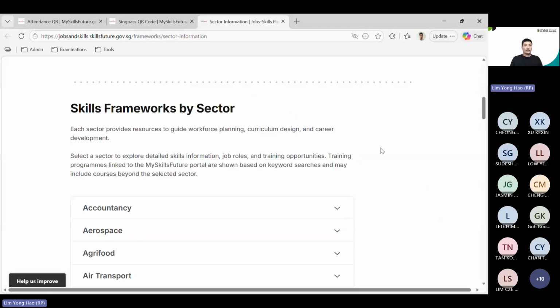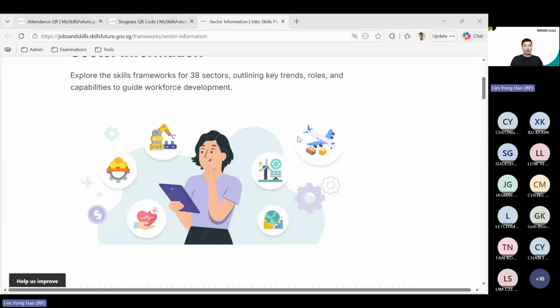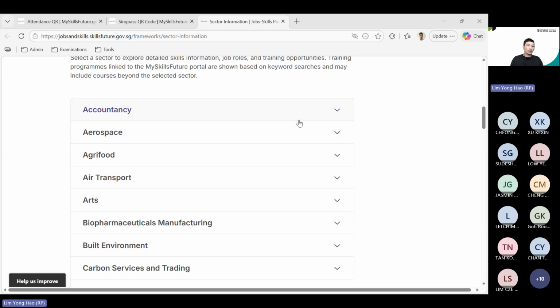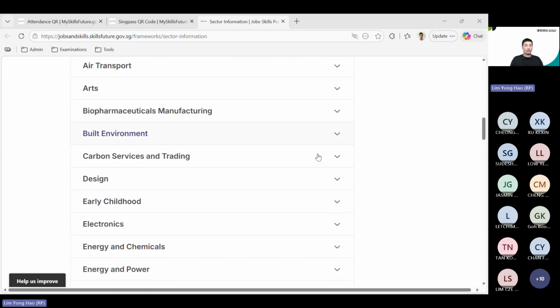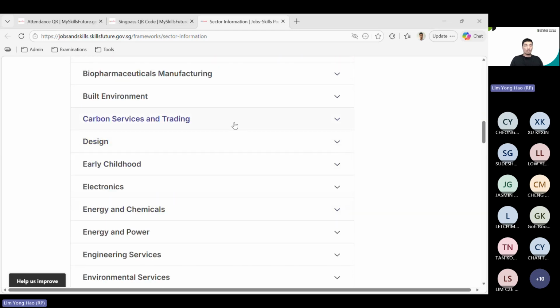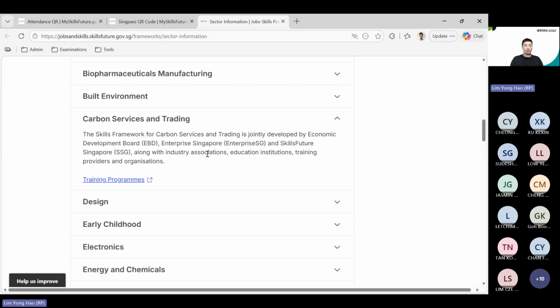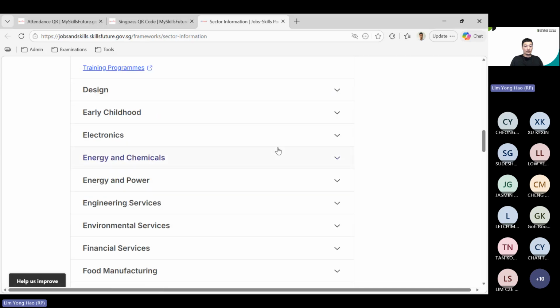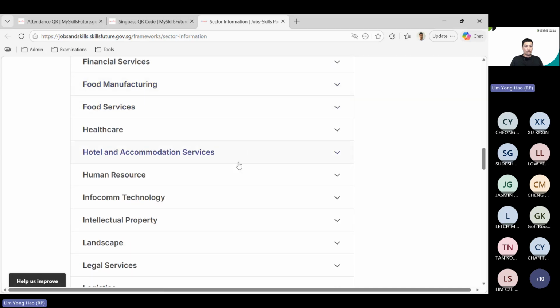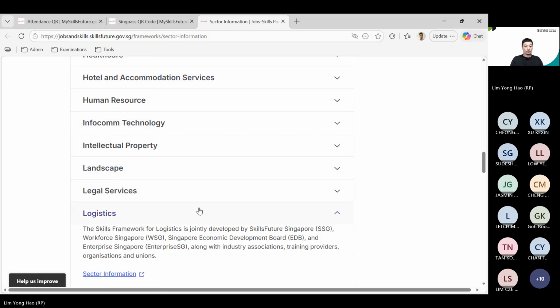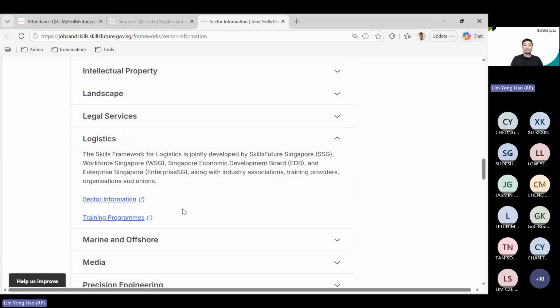Okay, you click on the link, you get into here, with 38 sectors. Some of them are a bit older, some of them are a bit more recent. The green economy is here, so it will tell you where. I think they have a new one really, more of a training program. So if you look at logistics, where is logistics? Okay. Right, so they have a sector information.